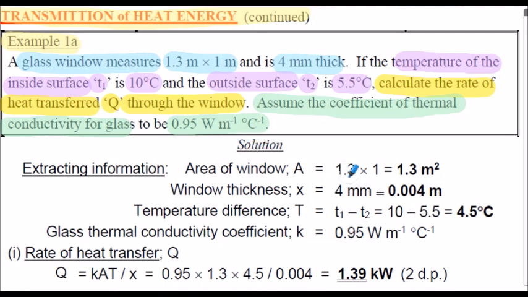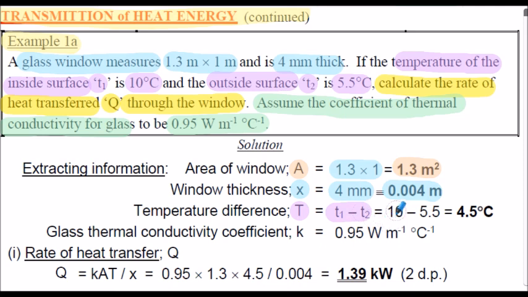We know the dimension of the window, it's 1.3 meters by 1 meter, so we can calculate the area of the window A, it's 1.3 meters squared. The window thickness, X, is given as 4 millimeters in the question. We will convert that straight away into meters, so 0.004 meters. And the temperature difference, capital T, is T1 minus T2.